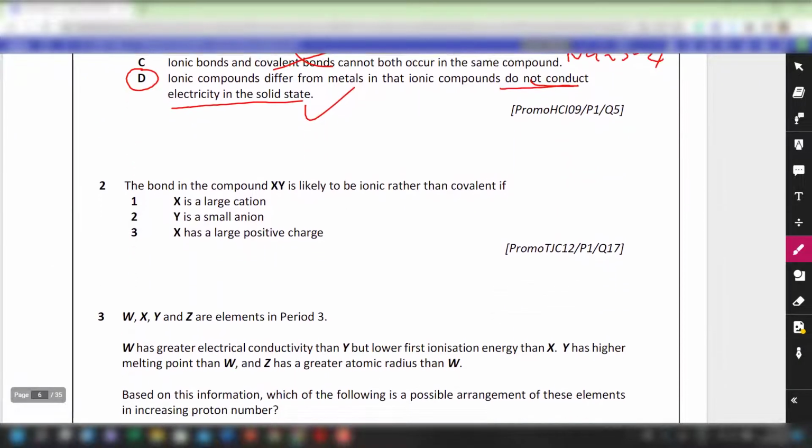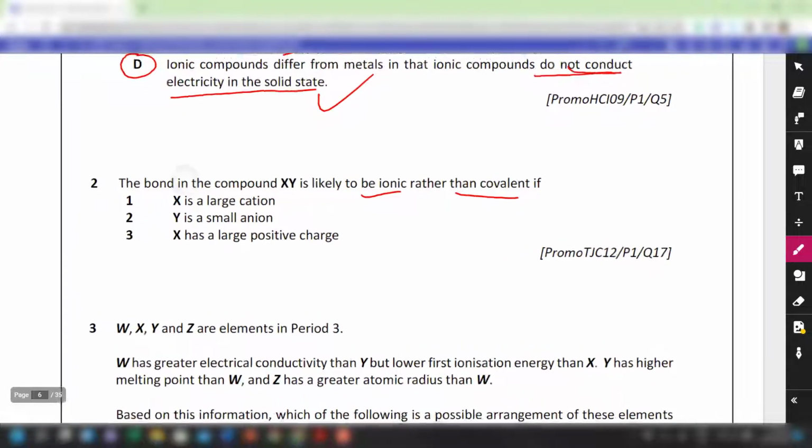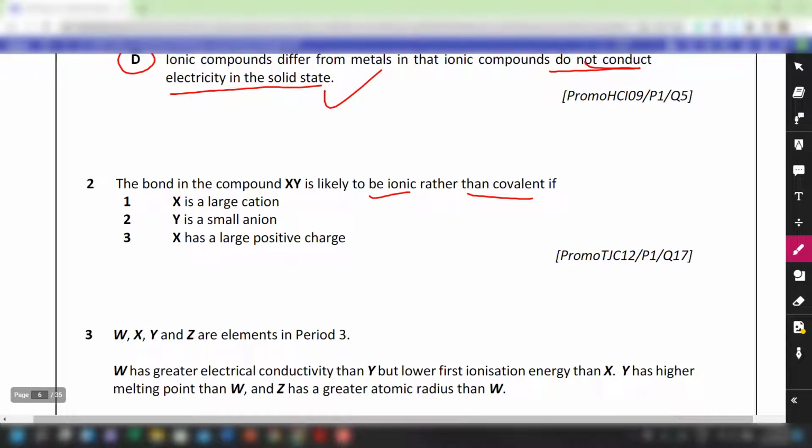Next, question 2. The bond in the compound XY is likely to be ionic rather than covalent if X is a large cation and Y is a small anion. First of all, we need to be certain about this. If the cation is large, that means the polarizing power is small. So we need to do a little bit of revision. We need to understand two terms here. Cations are associated with the idea of what we call polarizing power.